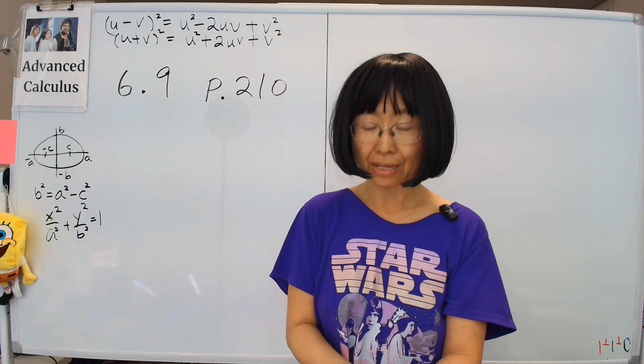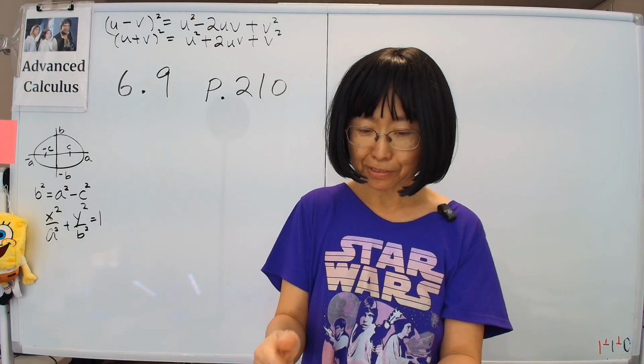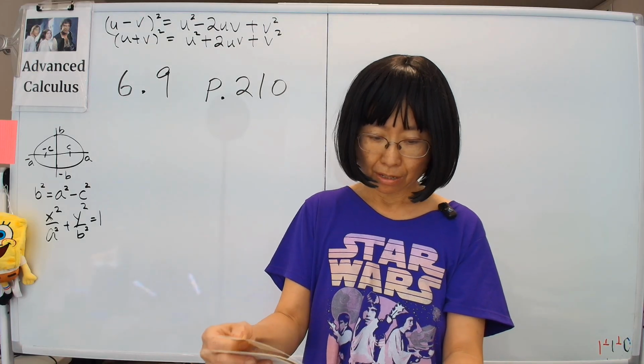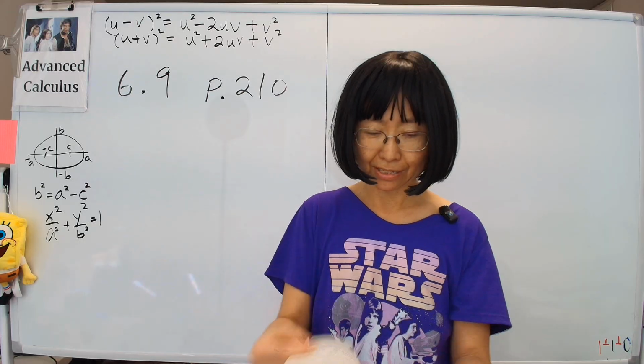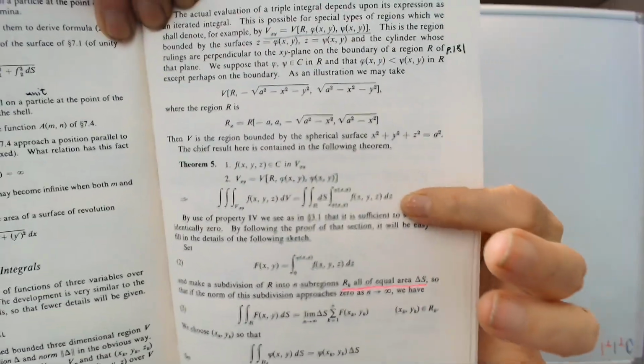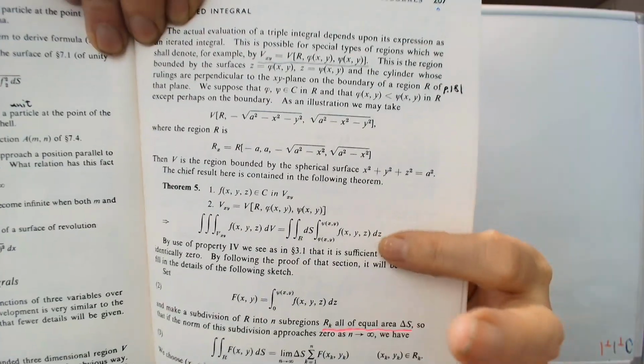That is the same as theorem 5. And what is theorem 5? Maybe we should look at it first. Let's see, where was theorem 5? No, I can't find it. Let me find it. Theorem 5 just says that the triple integral is the same as the iterated integrals, and they're both in rectangular coordinates.